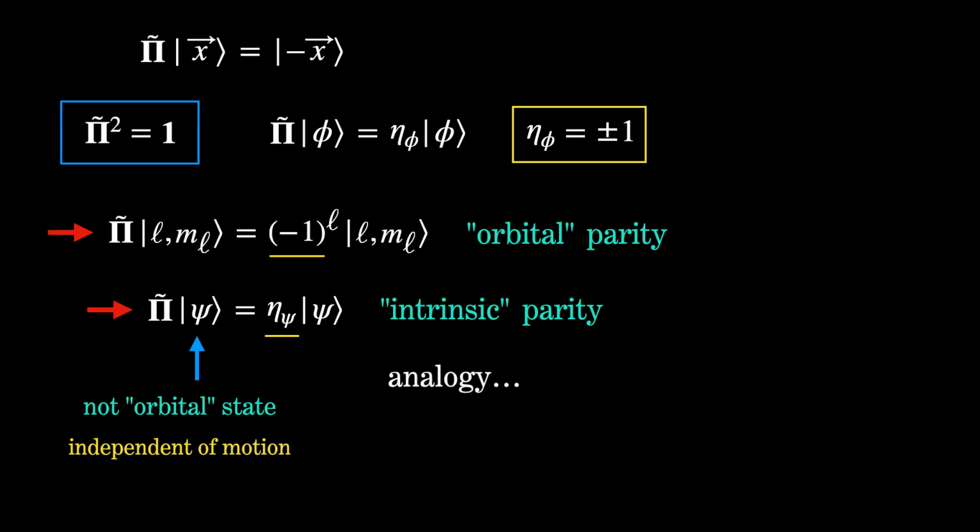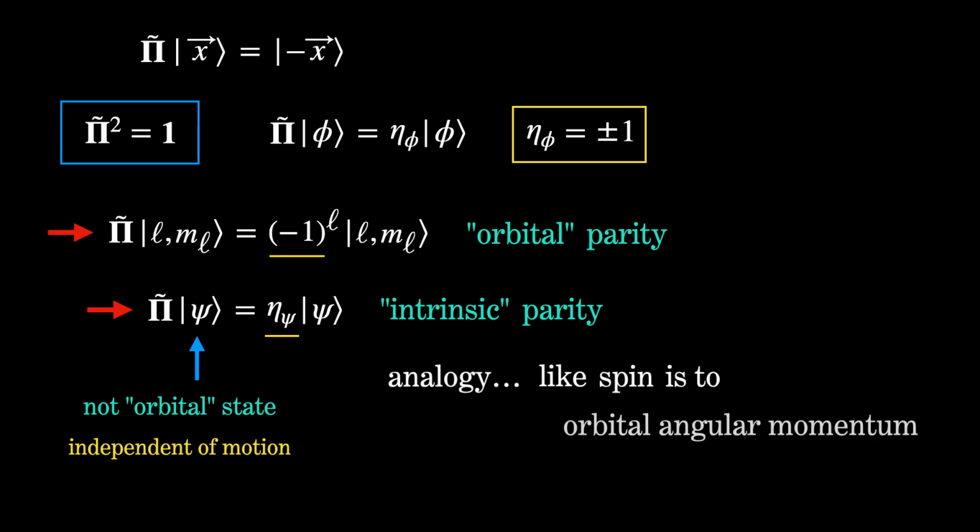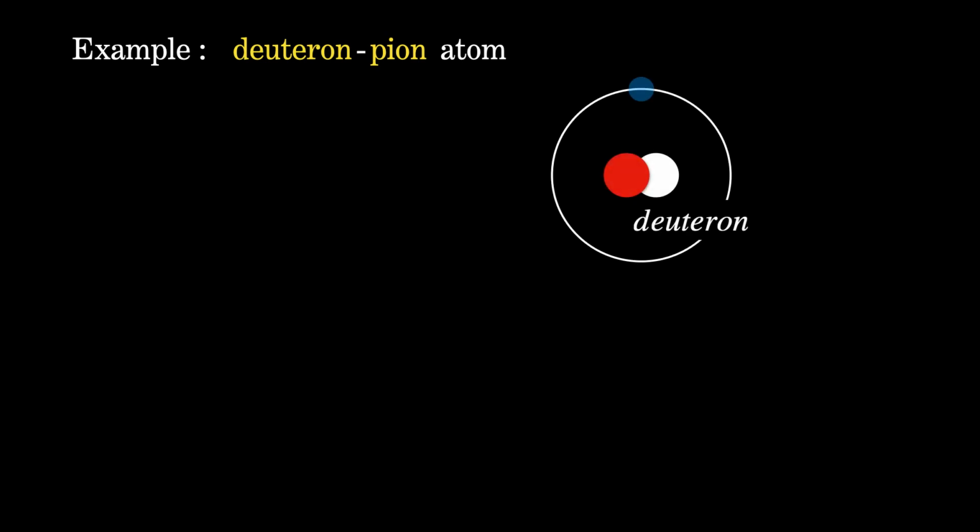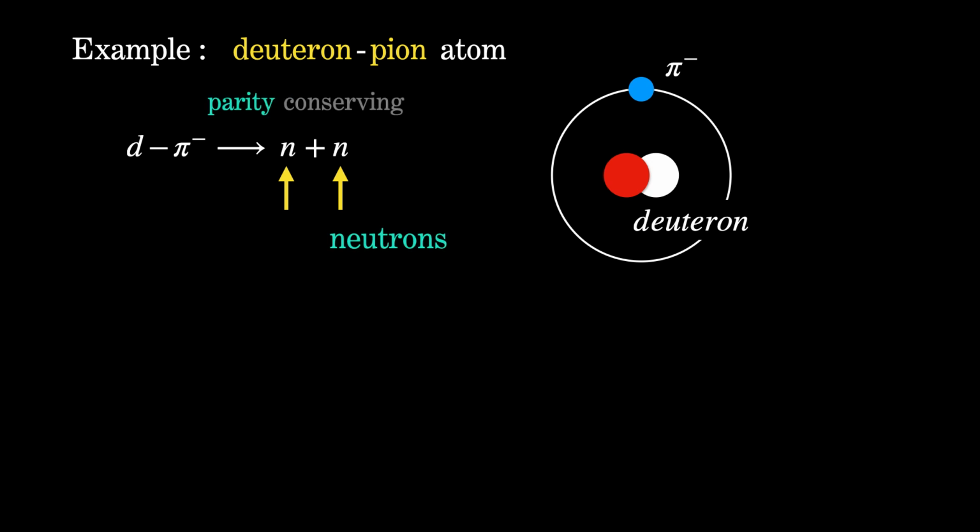Much like how the intrinsic spin is to the orbital angular momentum. This example should serve to illustrate the concept of intrinsic parity. Let's look at the decay of the deuteron-pion atom. This is an atom with the positively charged deuteron as the nucleus and the negatively charged pion as the electron. This atom is unstable and could decay into two neutrons through the strong interaction, which conserves parity.